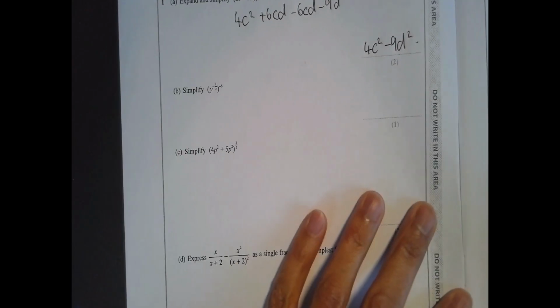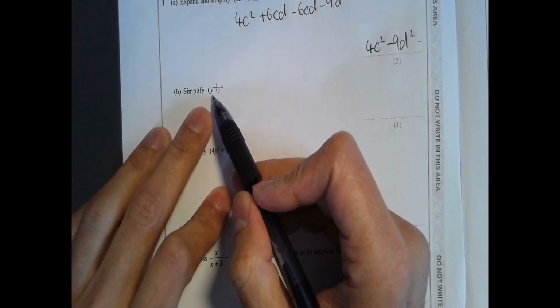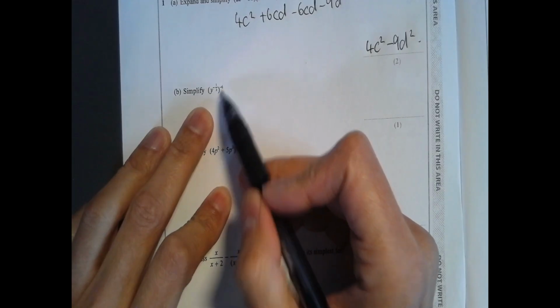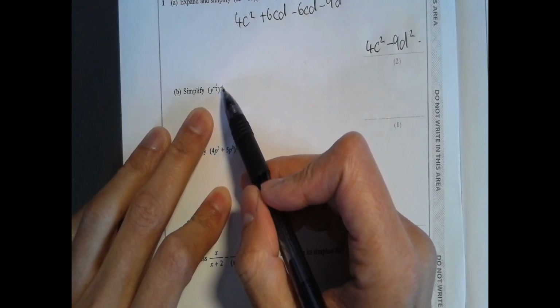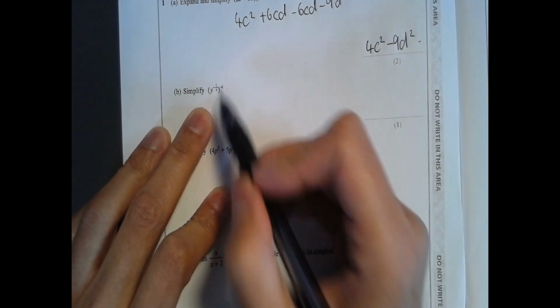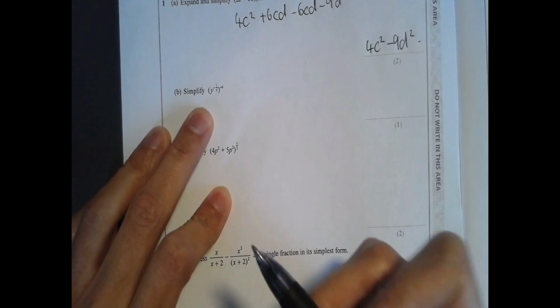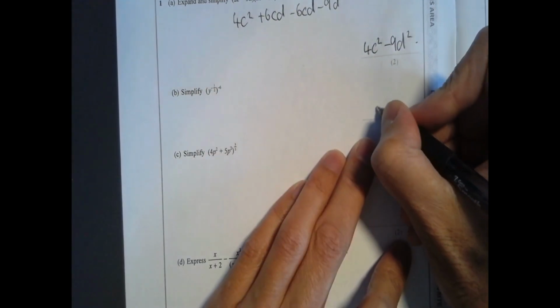On question 2, we want to simplify this here. So I've got y to the power of negative a half, and then taken to the power of negative 6. So my laws of indices tell me that I just multiply these two things together. So I'm going to have negative a half times negative 6, which is going to give me a positive number. Half times 6 is 3, so this is going to be y cubed.